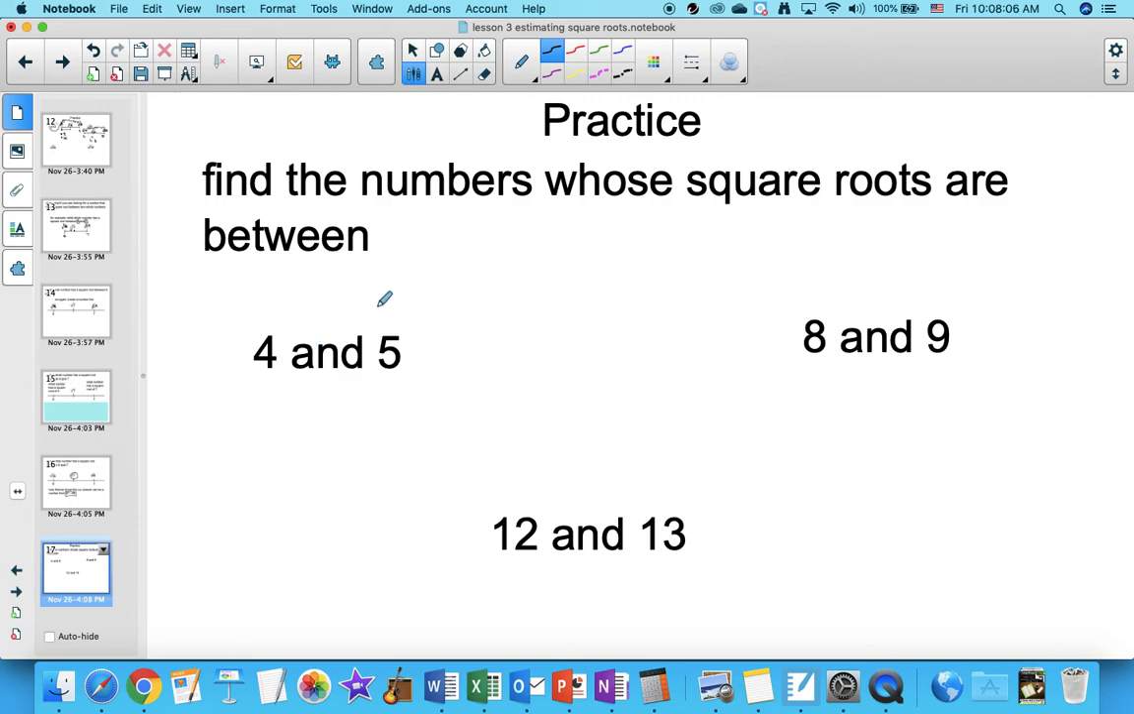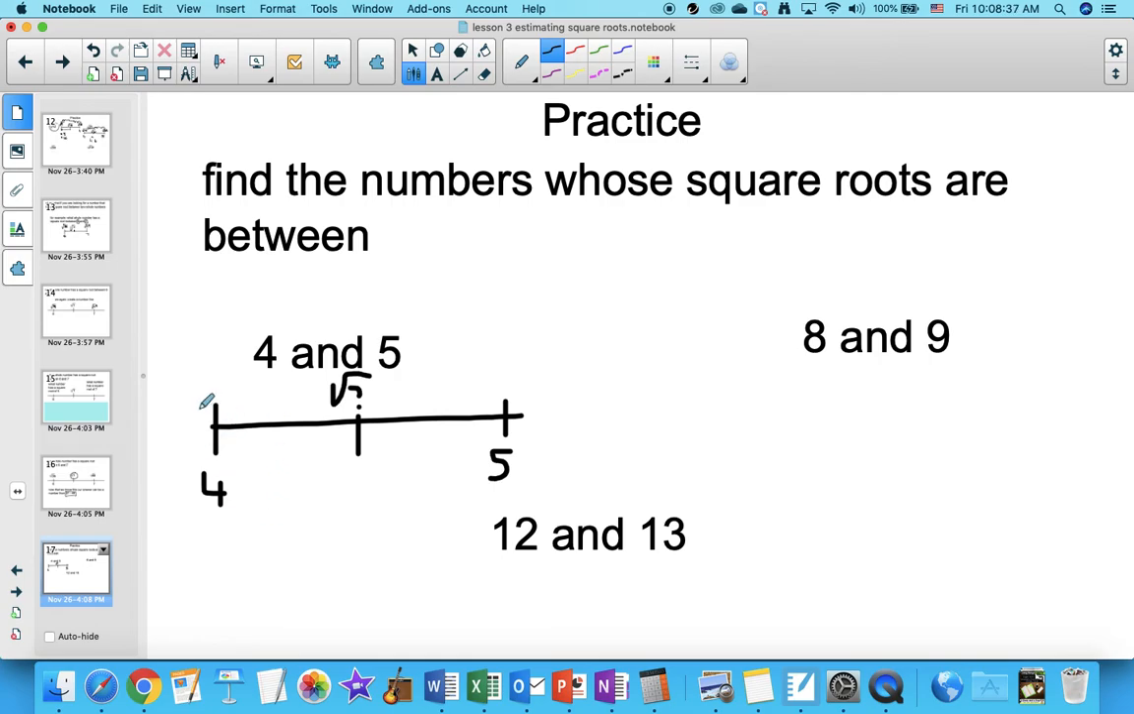All right, so find the numbers whose square roots are between 4 and 5. Again, pause the video, see if you can solve it. Okay, so I'm going to do one of them with you. All right, so we have this, what numbers whose square roots are between 4 and 5? This question is saying we have a number whose square root is 4, and a number whose square root is 5, and we're trying to find the range of numbers that would have a square root in between 4 and 5.